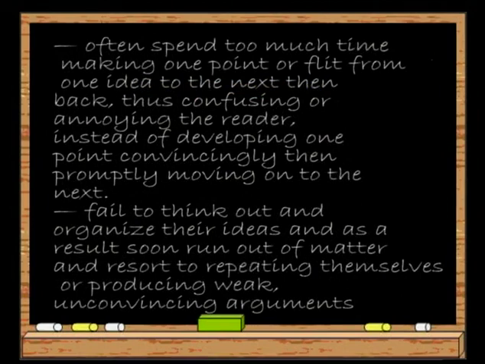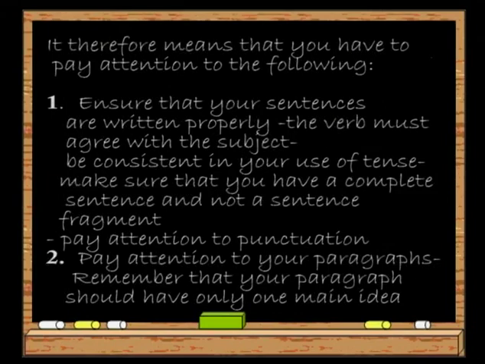They often spend too much time making one point or flit from one idea to the next, then back, thus confusing or annoying the reader instead of developing one point convincingly, then promptly moving on to the next. They fail to think out and organize their ideas, and as a result, soon run out of matter and resort to repeating themselves or producing weak, unconvincing arguments.